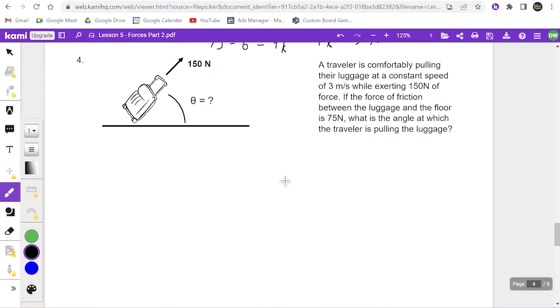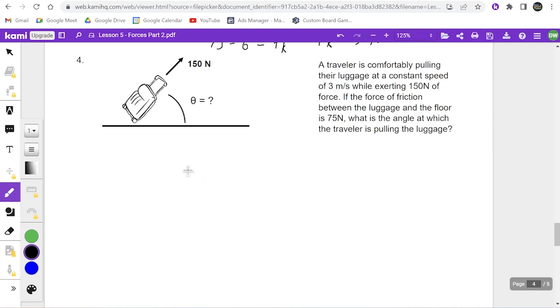Problem 4. A traveler is comfortably pulling their luggage at a constant speed of 3 meters per second while exerting 150 newtons of force. If the force of friction between the luggage and the floor is 75 newtons, what is the angle at which the traveler is pulling the luggage? So again, same idea. With friction, it's basically the same thing we've been doing, just with one additional step.